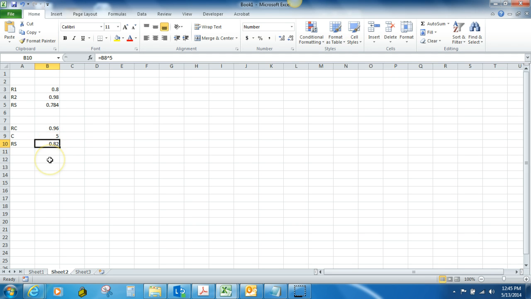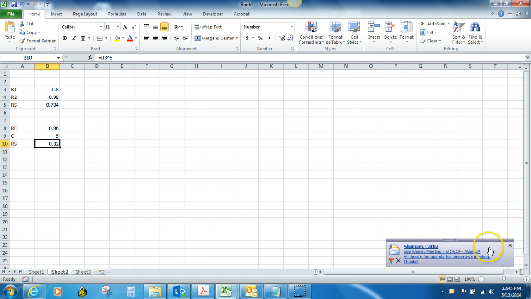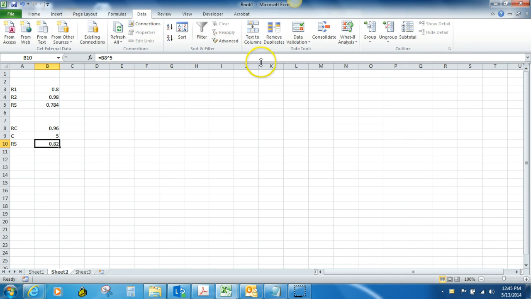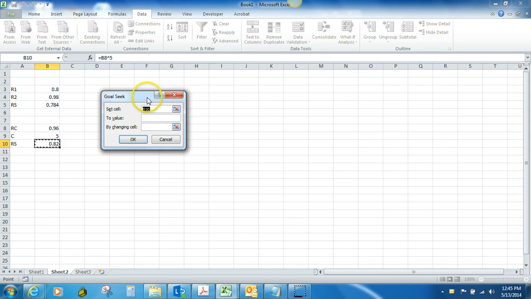Now let's say we wanted this system to be 90% reliable. What would our component need to be here in order for the system to be 90% reliable? In order to solve that problem, we need to use what we call the goal-seek function. The goal-seek function allows us to know the result of a formula and to find out what one of the parts of the formula must be.